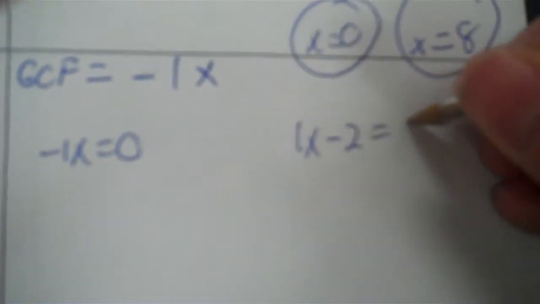Equals 0, and then I divide by negative 1x. That's a quotient of 1. That's a quotient of x. That's a quotient of negative 2, so minus 2, and those are canceled. So the factor of negative 1x could equal 0, or the factor of 1x minus 2 could equal 0. So divide by negative 1, I get x equals 0.